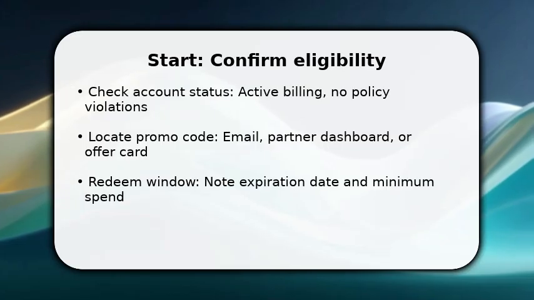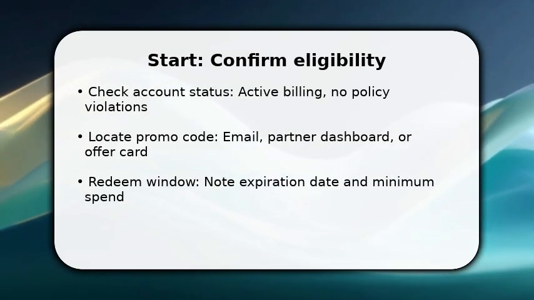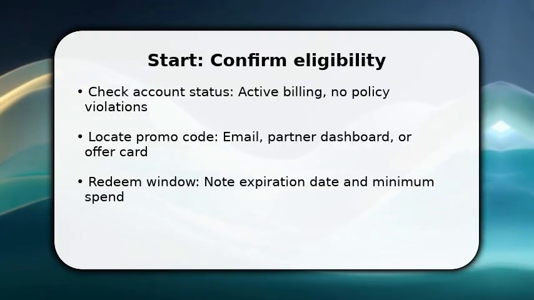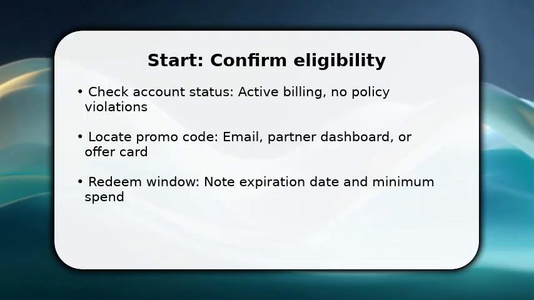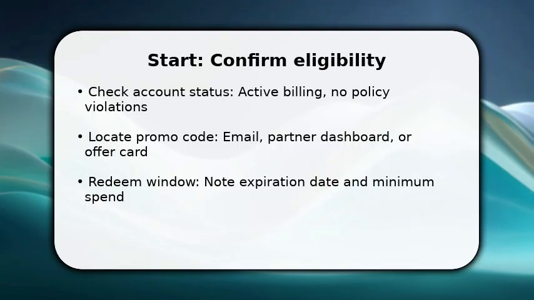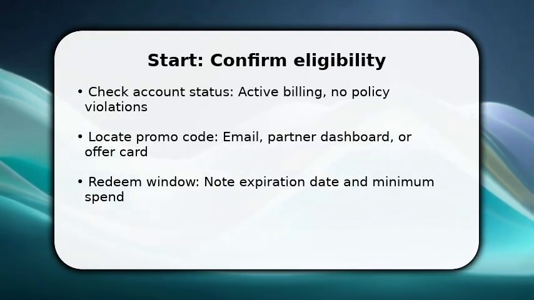You begin by confirming eligibility and saving time. Log into the Google Ads account with billing active and no policy strikes. Once done, find the promo code in your welcome email, partner portal, or offer card. Copy it exactly. You need to note expiration and any minimum spend thresholds before applying so you won't lose credits.